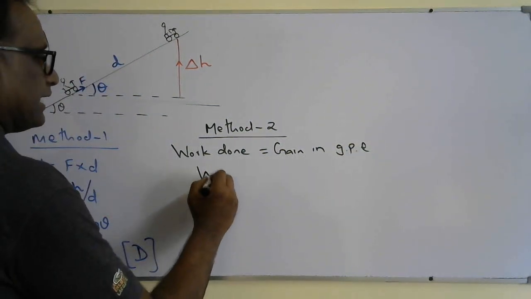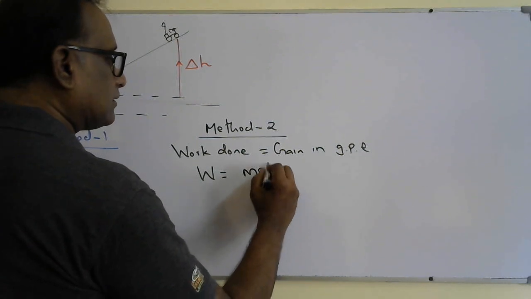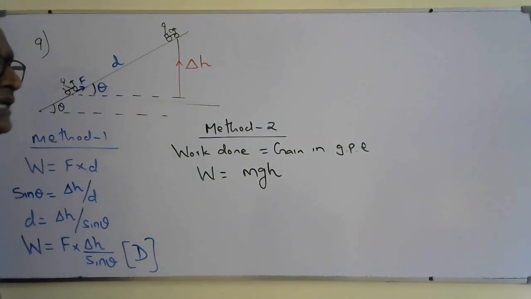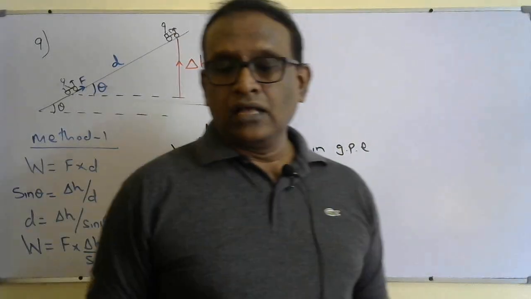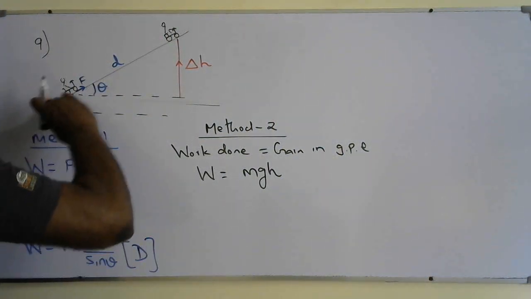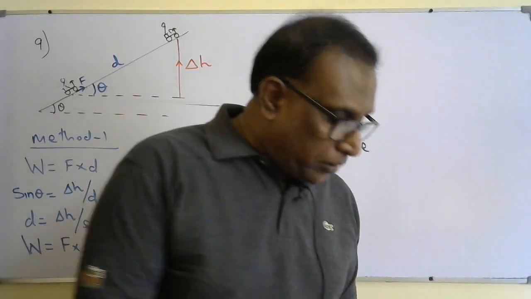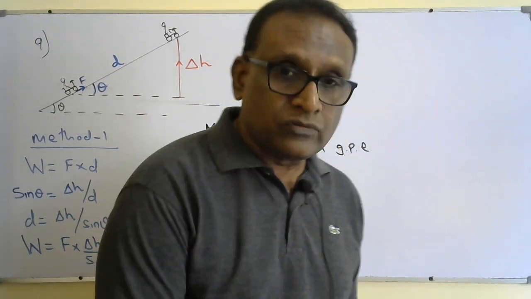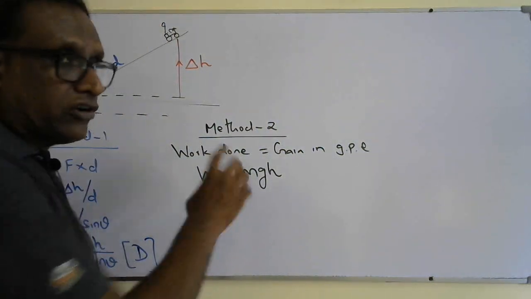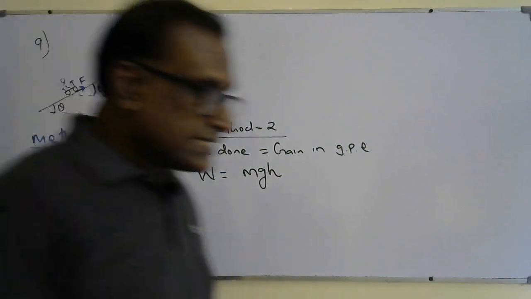So for work done by the cyclist, I need to get an expression. Gain in GPE means mgh. Nothing is mentioned about mass, so how can I eliminate m? We know the cyclist is moving at constant velocity along the slope upwards. Here m is the total mass of the cyclist and the cycle, the total mass of the cyclist and the cycle.